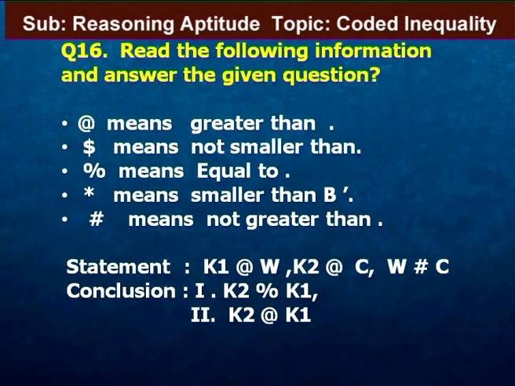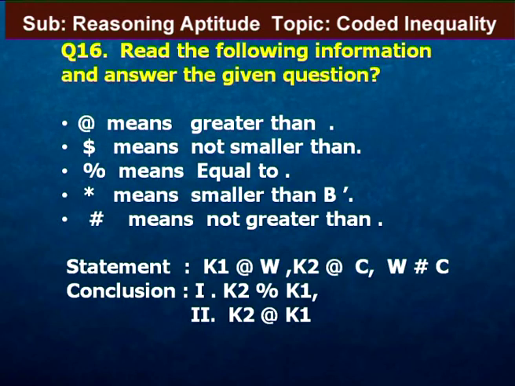So here at the rate denotes greater than. That means directly we take the greater than. Dollar means not smaller than. So not smaller than means greater than or equal to. Percentage means equal. Star means smaller than, directly we take the smaller than. Hash means not greater than. Not greater than means less than or equal to.